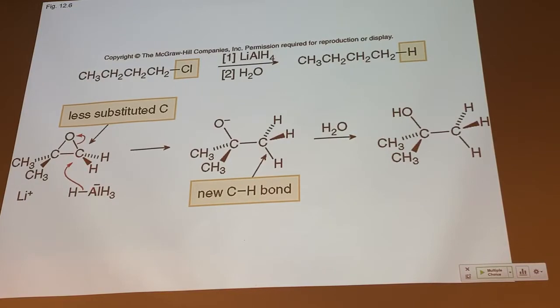In this particular case, that less substituted carbon was not a stereocenter, but if it was, what would happen to the stereochemistry? It would be inverted, exactly. Okay, very good. Any questions about reducing epoxides or alkyl halides?